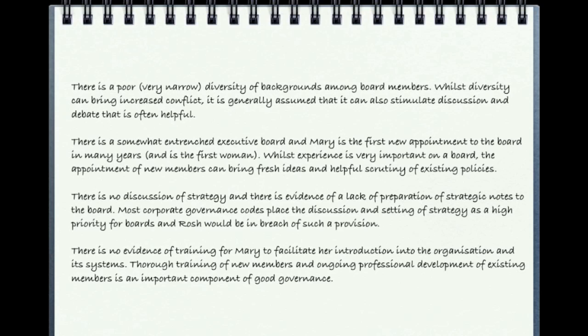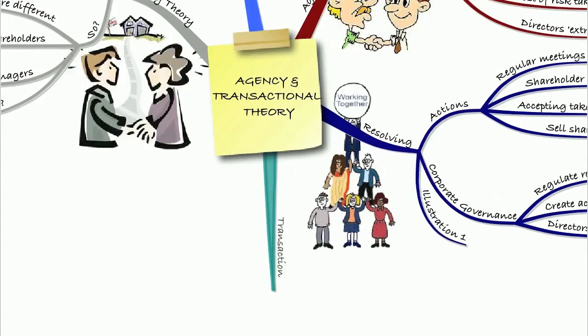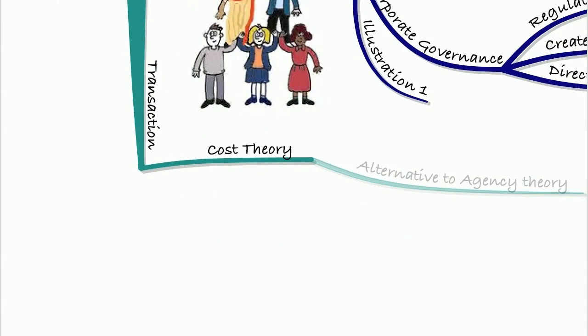So, as I said, that's an introduction to some of the areas that we'll be looking at when it comes to corporate governance. Now that we understand the agency relationship and we've got an idea of the corporate governance requirements that we're going to see throughout the next few lectures, I just want to mention transactional cost theory. This is an alternative to agency theory.